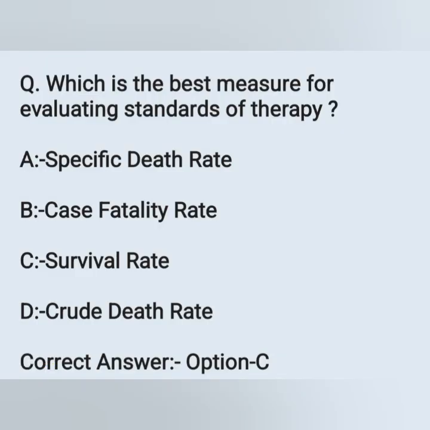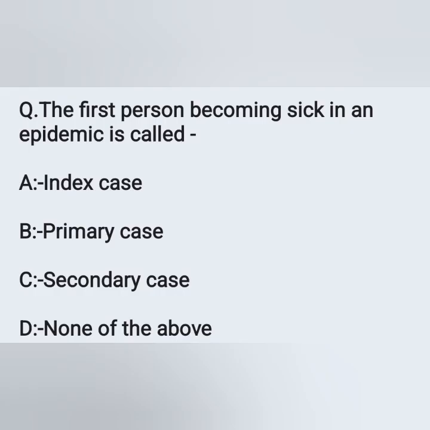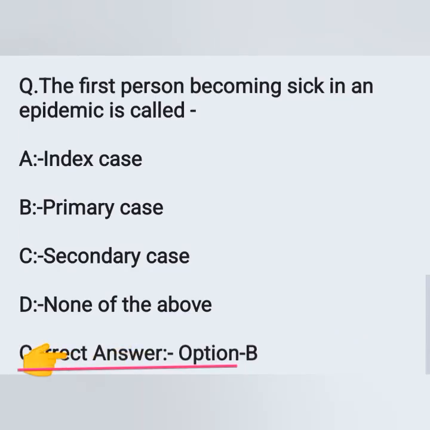Move on to the next question. The first person becoming sick in an epidemic is called. Options. Option A, index case. Option B, primary case. Option C, secondary case. Option D, none of these. The first person who gets a particular communicable disease in a community is known as primary case. Option B is the correct answer.